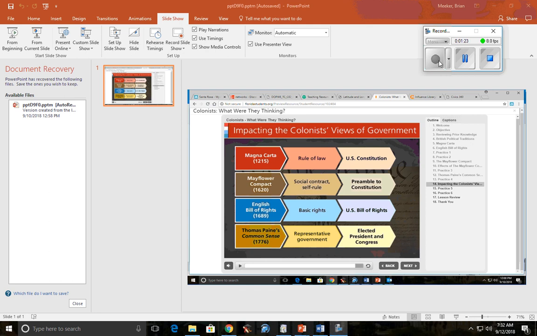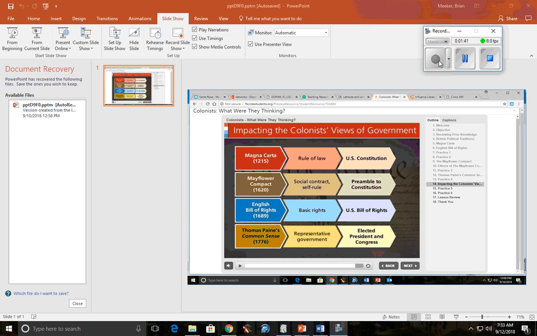Moving right along with good old English Bill of Rights. This established individual rights for people. There were certain basic rights everybody was entitled to. Kind of sound like John Locke and his natural rights? Yeah, it should. Our U.S. Bill of Rights, which is the first 10 amendments, came directly from this.